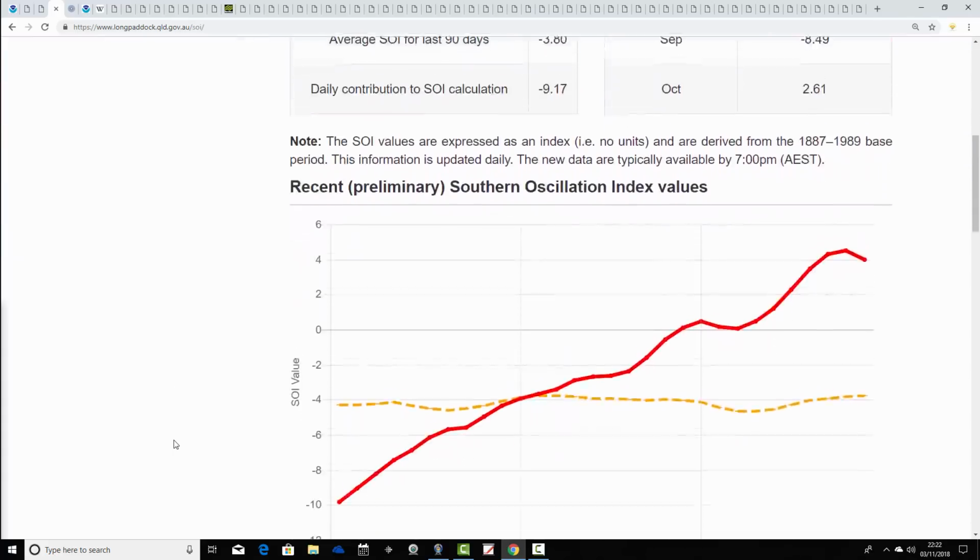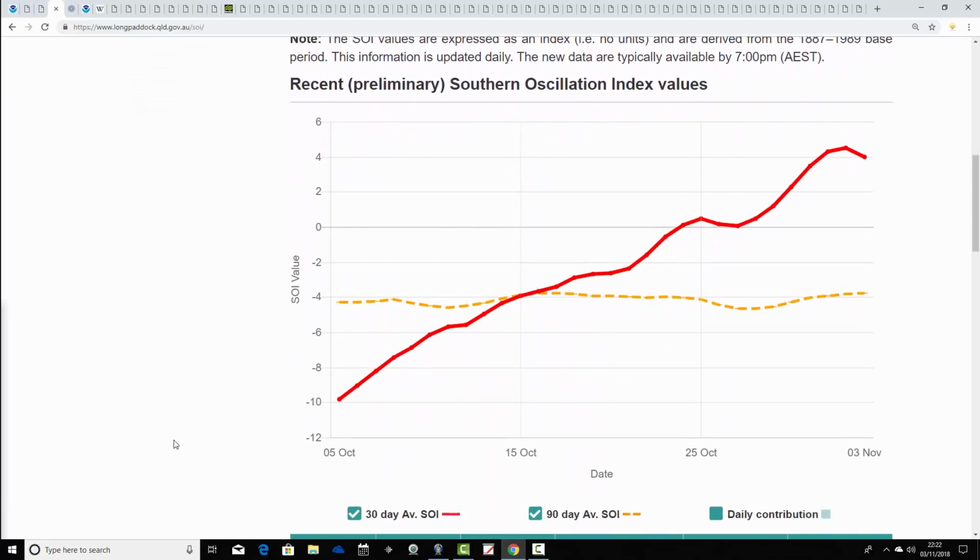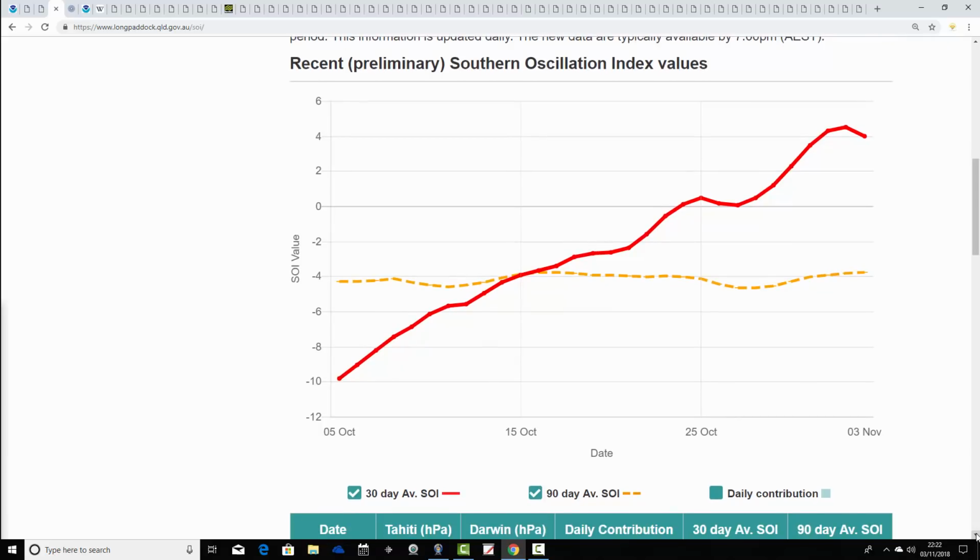Well, what's happened in the past few weeks is that we've actually gone from quite negative with the SOI in the early part of October to fairly positive, actually. So this red line here is telling us how the SOI has changed, preliminary SOI numbers, but they don't tend to be corrected all that much from the preliminaries, actually. So this is showing how the SOI has changed over the past month.